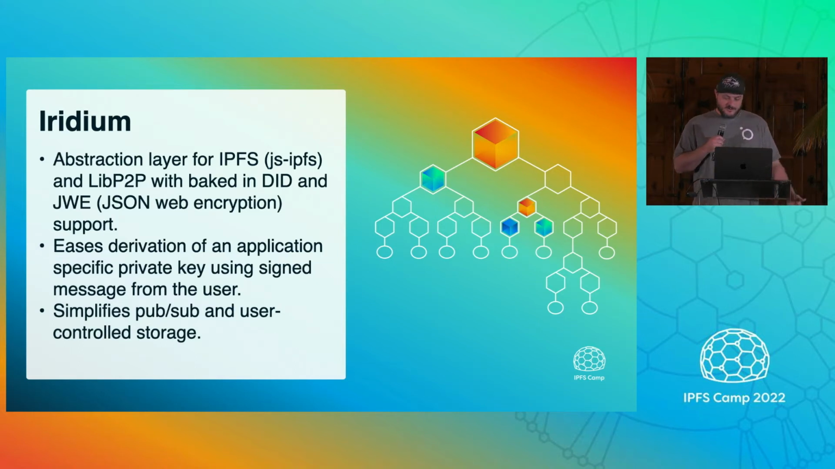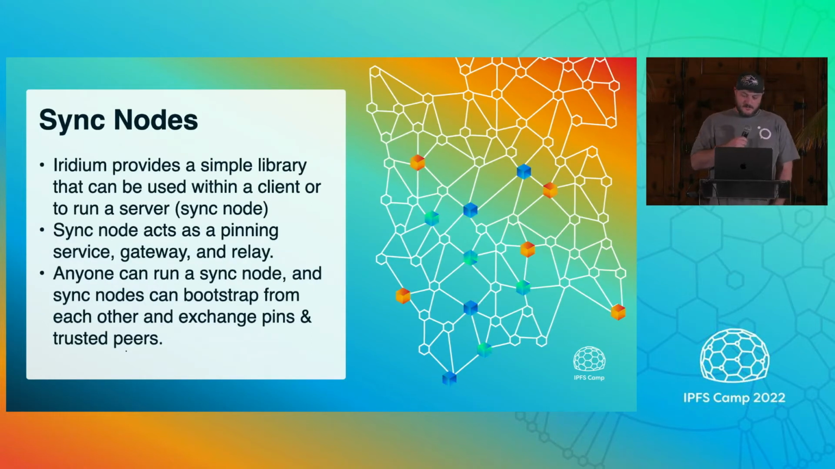We simplify pub/sub and user-controlled storage by just offering a really simple interface. Basically just get, set, pub, sub, add. So we provide that simple library. We can use it in a client or run it on the server. Our servers are called sync nodes, and sync nodes act as a pinning service, a gateway, and a relay. Anyone can run a sync node, and sync nodes can bootstrap from each other.